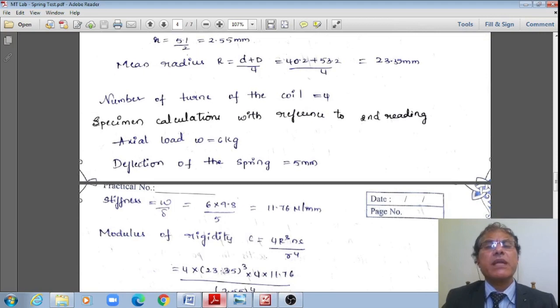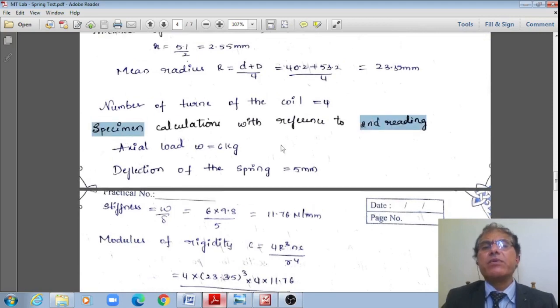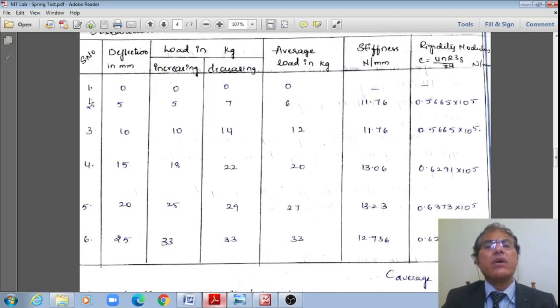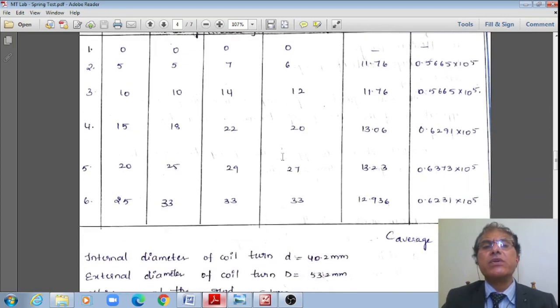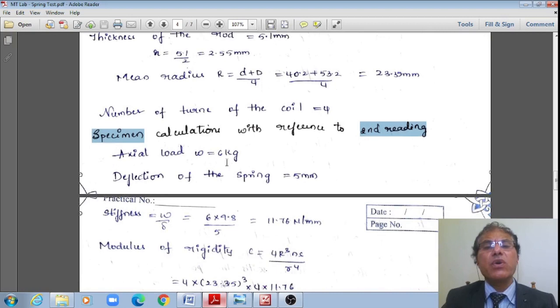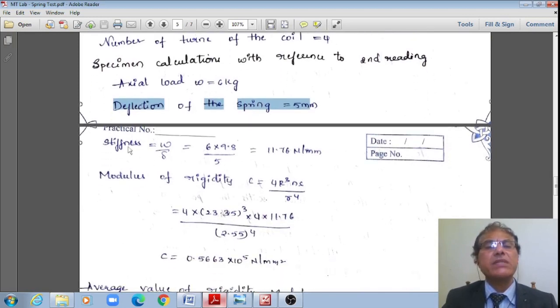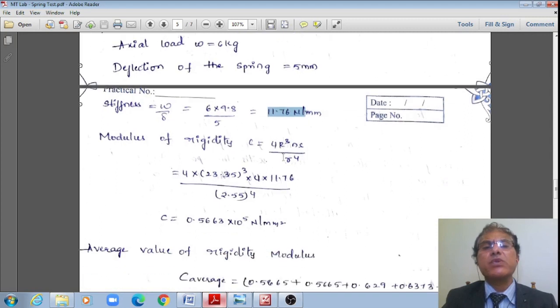Now let me do the specimen calculation with respect to this second reading, where the average load is equal to 5 plus 7 divided by 2, which I just told is equal to 6 kg, whereas the deflection corresponding to that load is equal to 5 mm, 1/5 of an inch. Therefore, the stiffness is W divided by delta, 6 divided by 5, or if I multiply with 9.81, I'll get 11.76 Newton per mm.